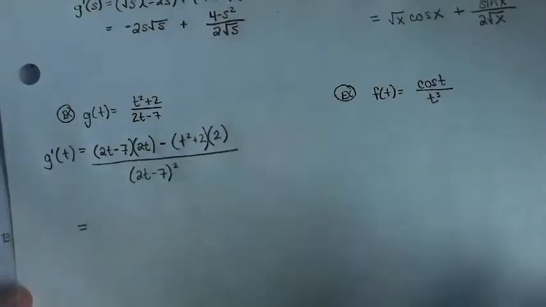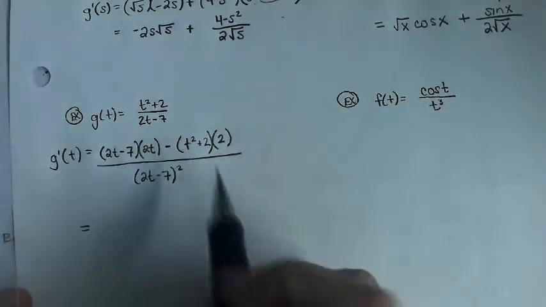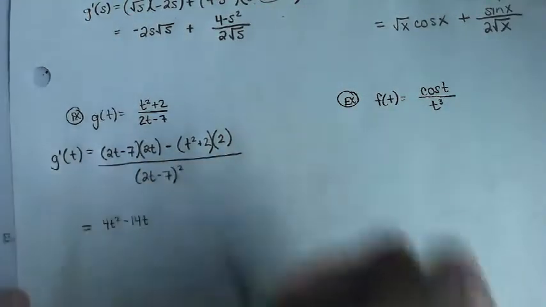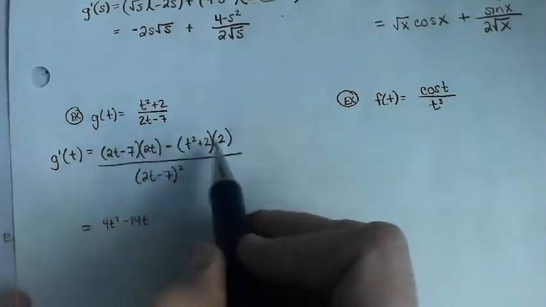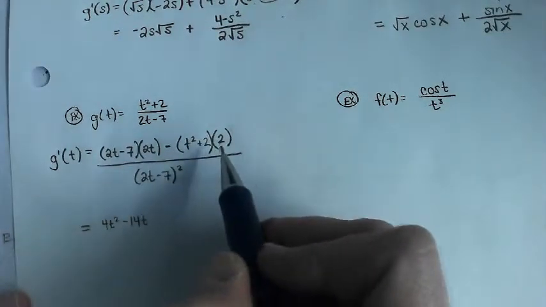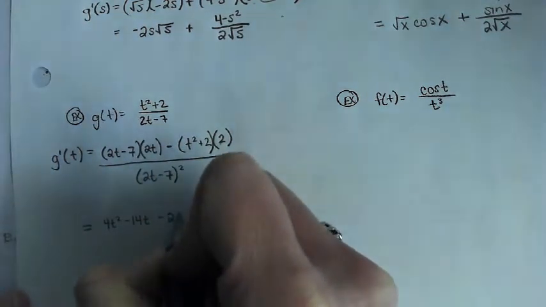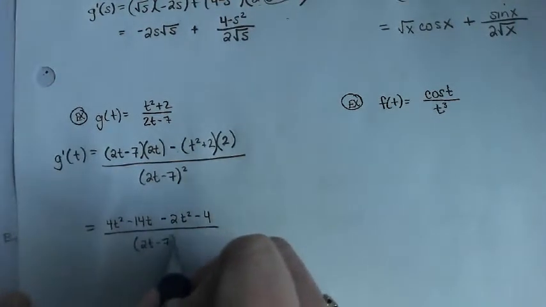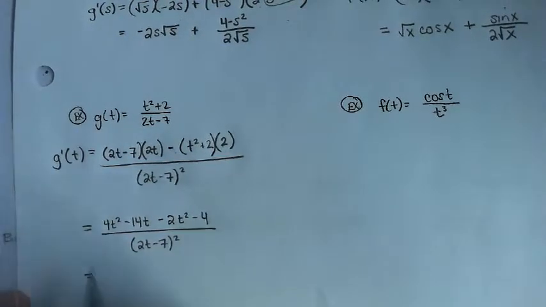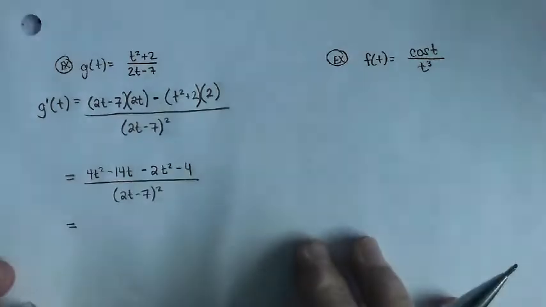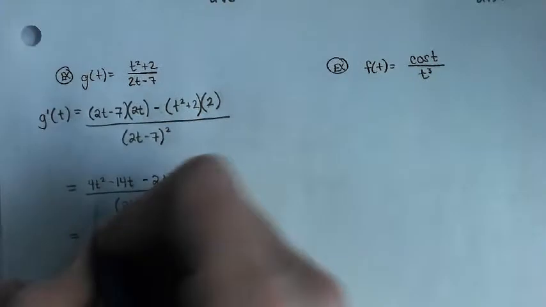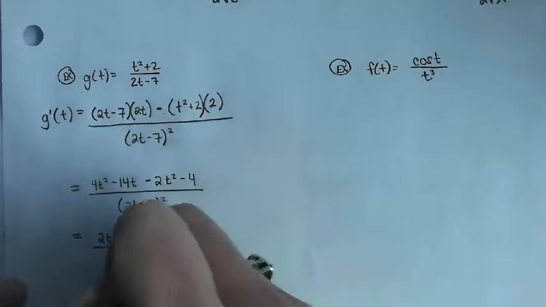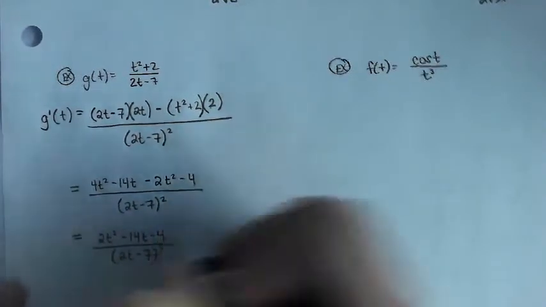So mainly here, the numerator needs to be cleaned up a bit. If I distribute that 2t, I'm going to get 4t squared minus 14t. Distribute the negative 2, technically, on the second part of the binomial up top, minus 2t squared minus 4, all over 2t minus 7 squared. I'm going to leave that alone. And then just cleaning up the polynomial in the numerator, 4t squared minus 2t squared gives me 2t squared minus 14t minus 4, all over 2t minus 7 squared.